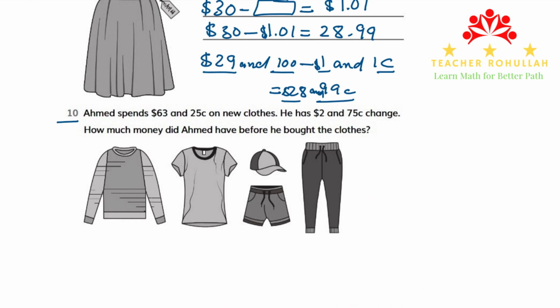In question number 10, it says, Ahmad spends $63.25 on new clothes. He has $2.75 change. How much money did Ahmad have before he bought the clothes? So we don't know what amount he had, so we will give an empty box minus, let me use the decimal point, $63.25, and now he has $2.75.